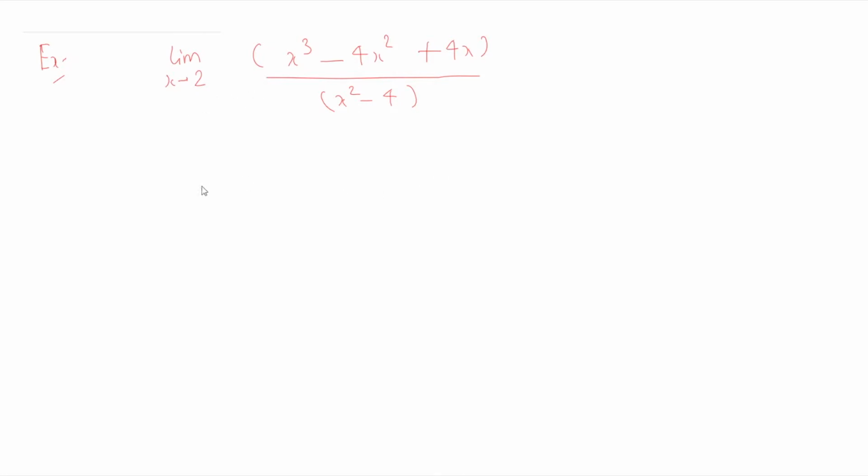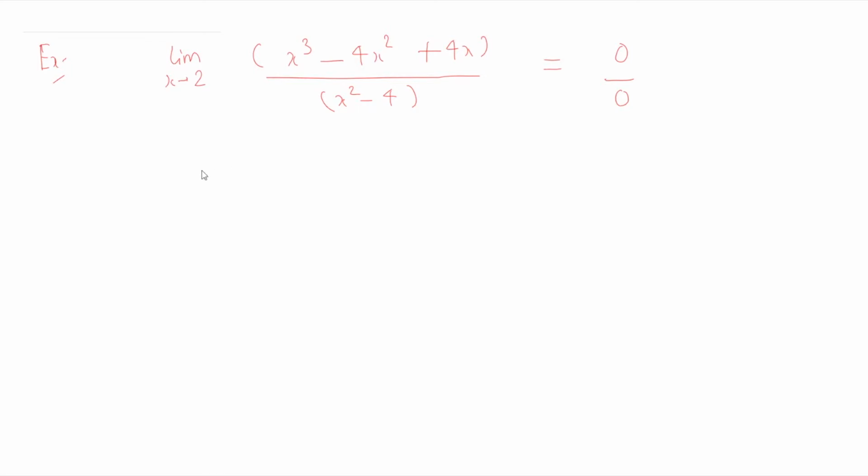So now let's first put the limit in the numerator function as well as the denominator function. Because both are polynomial functions, we can directly put in the limit, and we observe that this is 8 minus 4 times 4, that is 16, plus 8, so 8 minus 16 plus 8 is nothing but 0. Similarly, 2 squared is 4, minus 4, over 0. So we see that it is coming as 0 by 0.